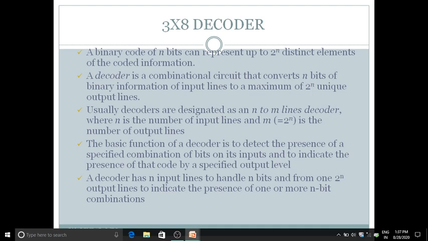In the same way, if n equals 3, that means the code that we apply at the input of the decoder has 3 bits, then m equals 2 power n, that is 8 output lines. So 3 input lines and 8 output lines. This can be called a 3 to 8 line decoder, or simply a 3 by 8 decoder. As per the syllabus, we will discuss in detail the working of this 3 by 8 decoder.